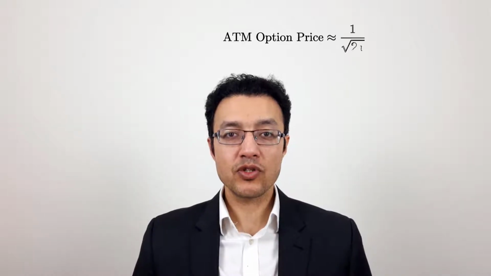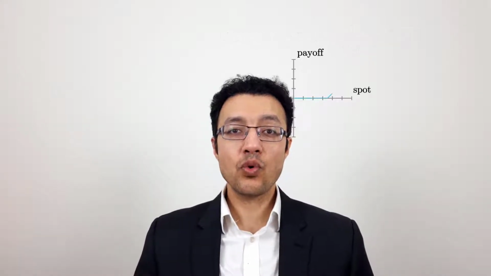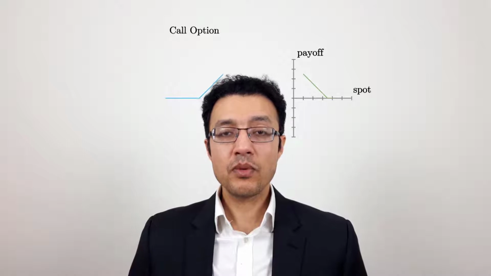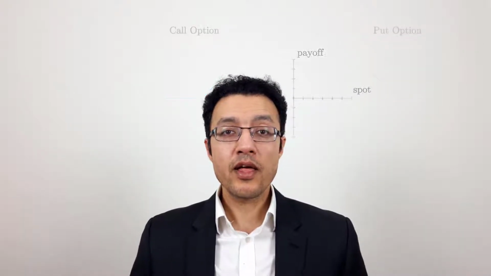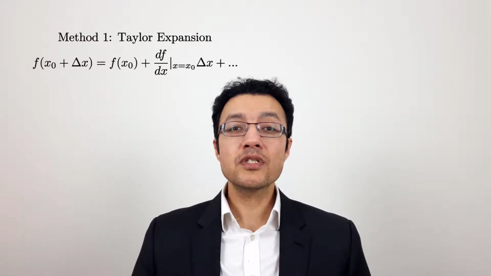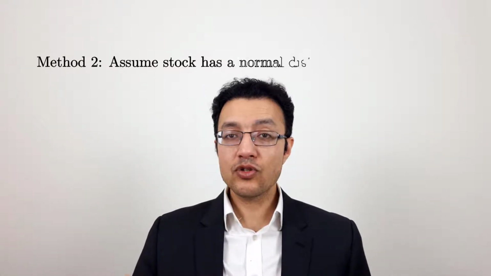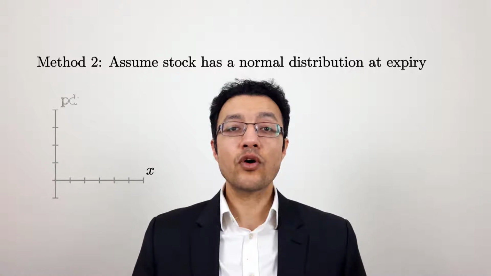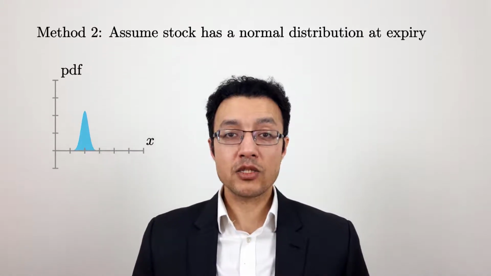Today, we're going to derive the well-known trader's approximation for the price of an at-the-money call or put option. We will derive this in two ways. Method 1. We will use a Taylor expansion on the cumulative normal function. Method 2. We will assume the stock is normally distributed at expiry, rather than the usual assumption, which is that the stock is log-normally distributed at expiry.